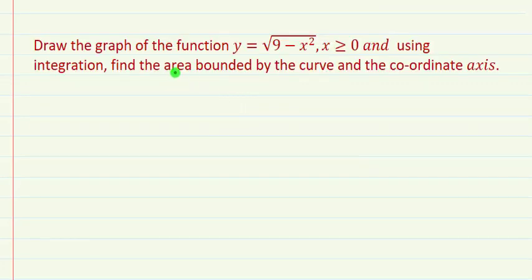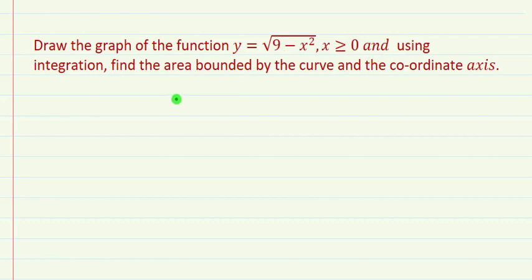Next problem is: draw the graph of the function y is equal to square root of 9 minus x square, with x greater than or equal to 0, and using integration find the area bounded by the curve and the coordinate axis. Always it is given that using integration. So even if it is possible to find the area of the given curve without integration, we will find it by using integration, because it will be mentioned in the question that we need to use integration.